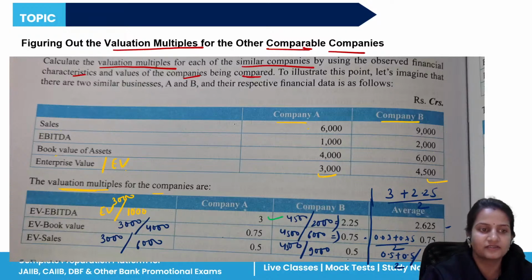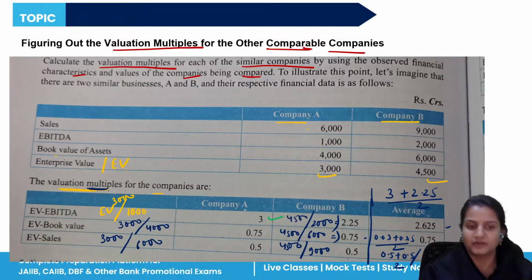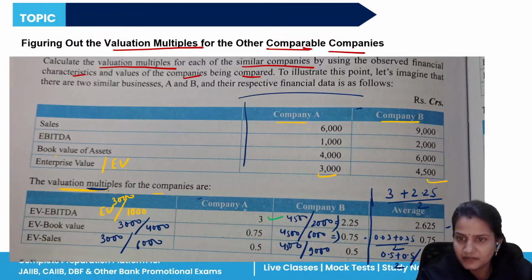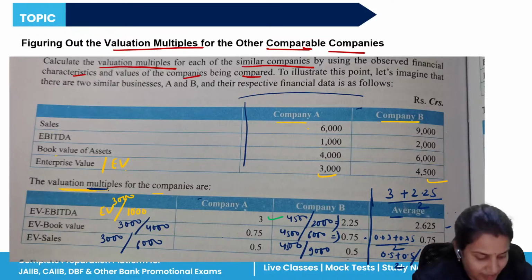So this is the enterprise value. How to find the value of the enterprise with the help of the comparable approach, the valuation multiples of the different companies. So here two companies are given. Might be in the exam they will ask for only one company. Here two companies are given just to give you the average. That is why. Done.